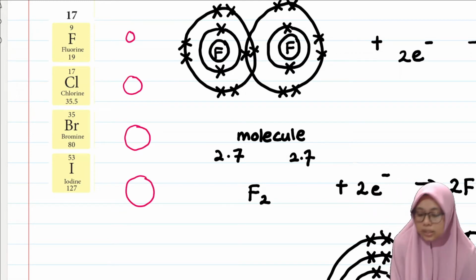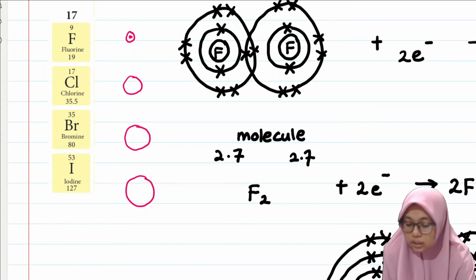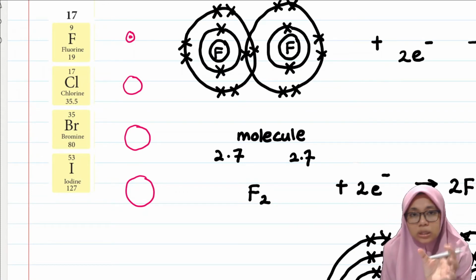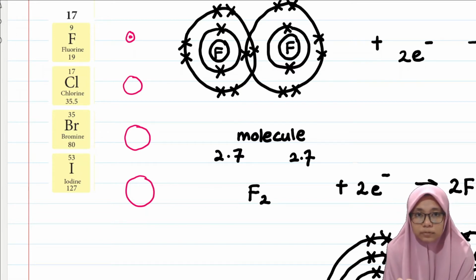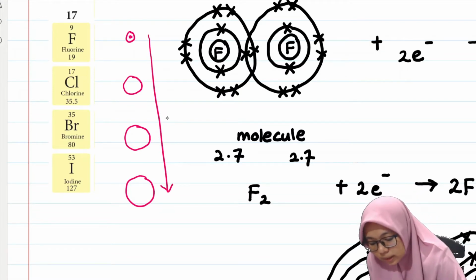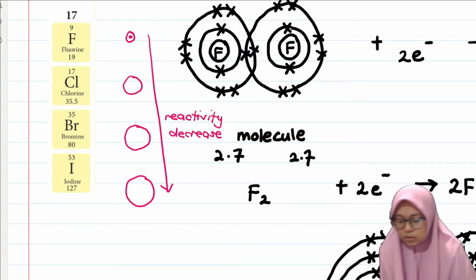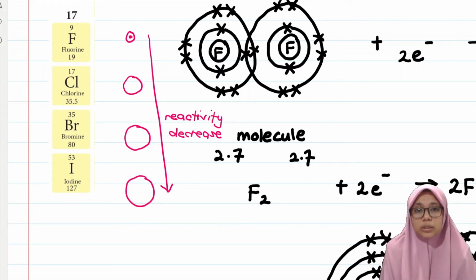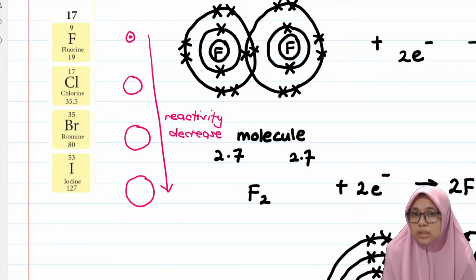So what happens is that the ability of the nucleus, inside the nucleus you have proton and neutron, the ability of the nucleus or the proton to attract electrons from outside of the atom will decrease. So going down the group, we know that the reactivity decreases. What does it mean by reactivity decreases? Okay, the ability for the atom to accept electrons decreases, becomes weaker. So why is this related to the displacement of halogen from its halide solution?